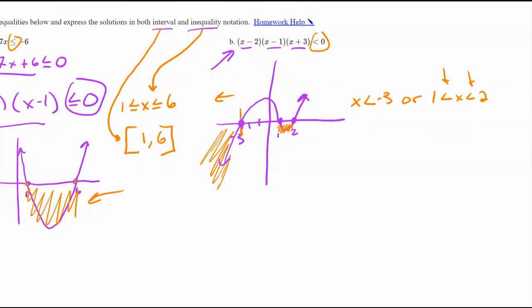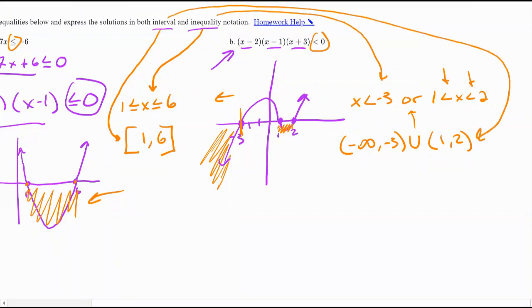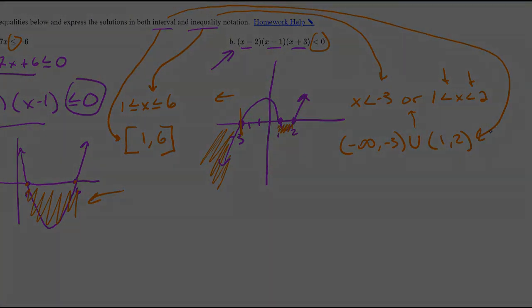For interval notation, I would say from negative infinity to negative 3, then use this little union sign to say or, and then 1 to 2. So this one here is inequality notation, and this one here is interval notation. And that is the values of x that make the whole side less than 0.